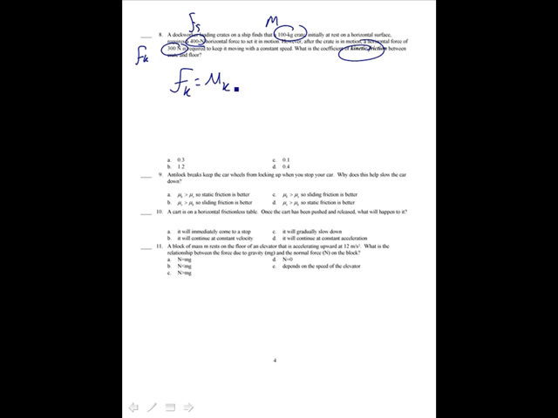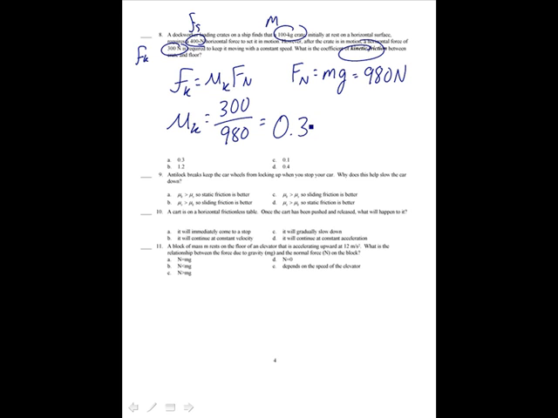We want to know what is the coefficient of kinetic friction, and we know that F_k is equal to mu_k times the normal force. But here, since it's on a horizontal surface, the normal force is equal to the weight, which is mg. That's 100 times 9.8, that's 980 newtons. So mu_k is equal to 300 over 980, which is 0.3. So the answer for this one is A.